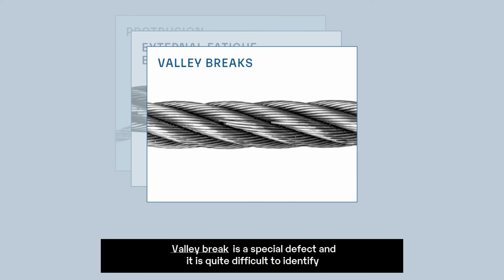Valley break is a special defect and it is quite difficult to identify, because the break point is usually located in the valley region between the strands. Valley wire breaks typically occur due to inter-strand nicking, derived from the forces between strands while the rope is under bending load, during spooling and when running over sheaves.